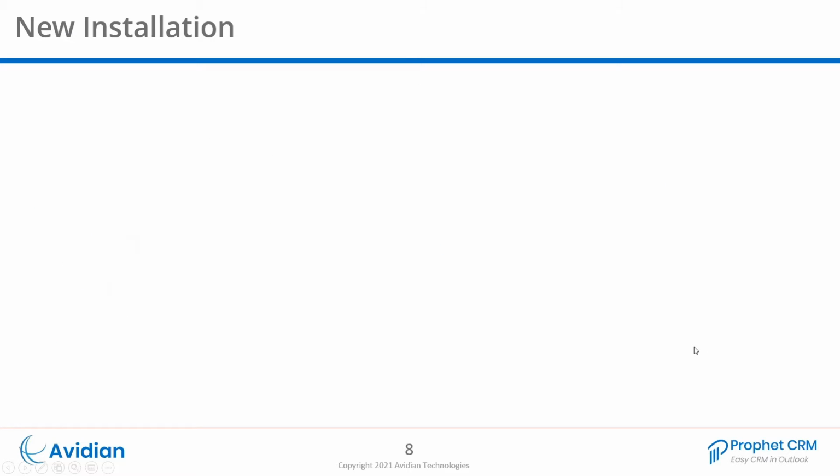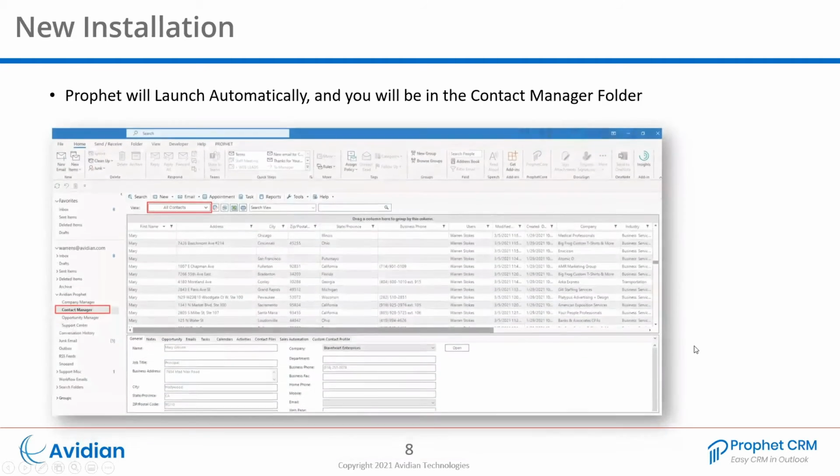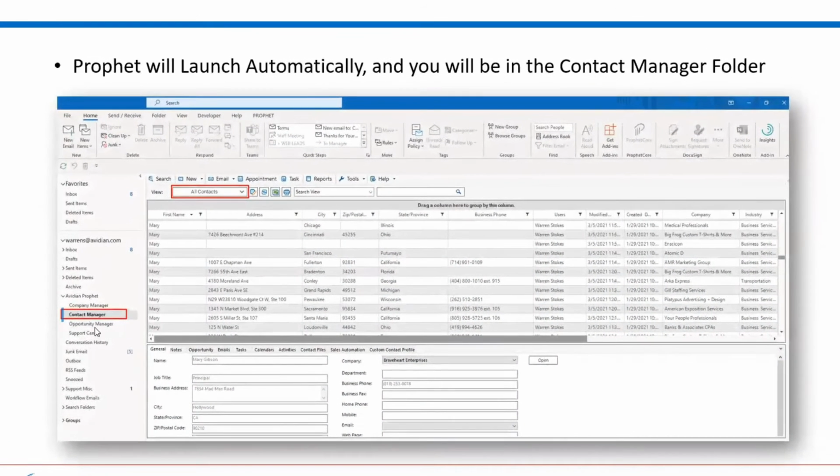You are then going to be launched into Prophet, and it's going to automatically open Outlook and put you into the contact manager. You may or may not see any contacts in here. It depends on whether or not you are already part of an implementation of Prophet.